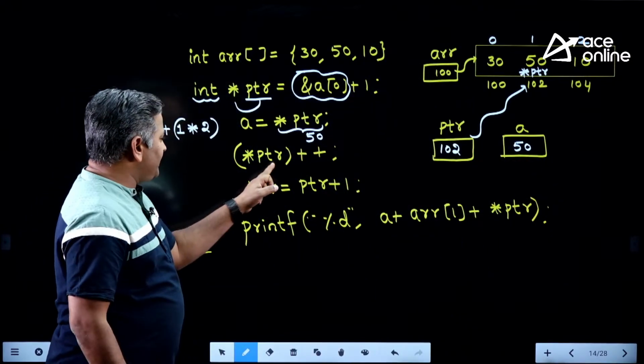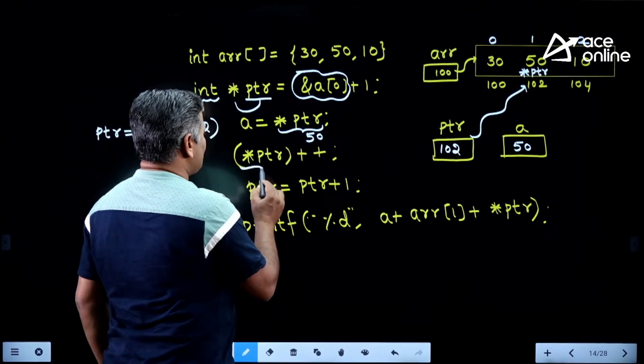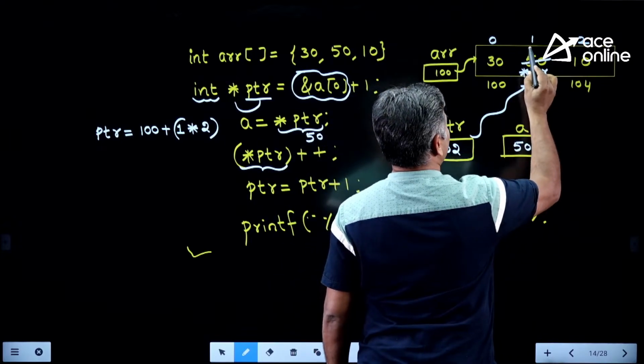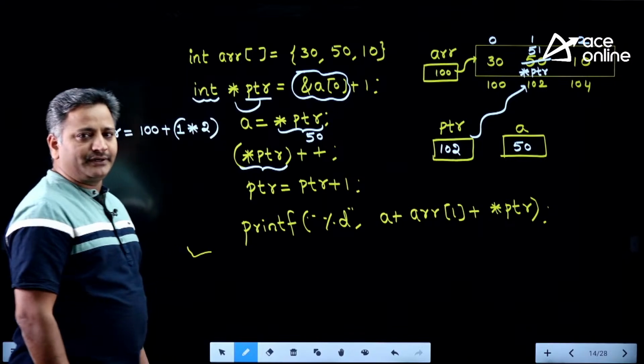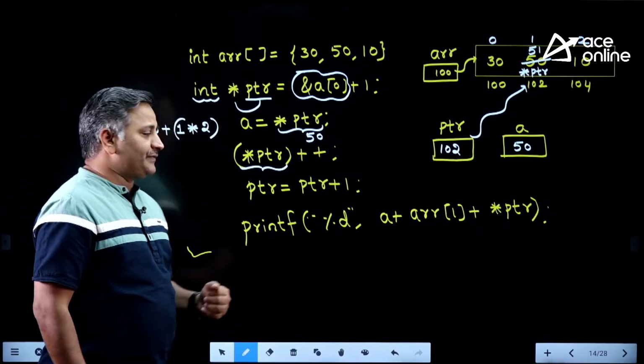After that, *PTR++, okay. So where is *PTR? *PTR means go to the memory location of PTR. So this is *PTR. So ++ means you need to update its value by 1. That is 50 plus 1, which equals 51, okay. Because you are moving to that location and updating that content, 50 becomes 51.